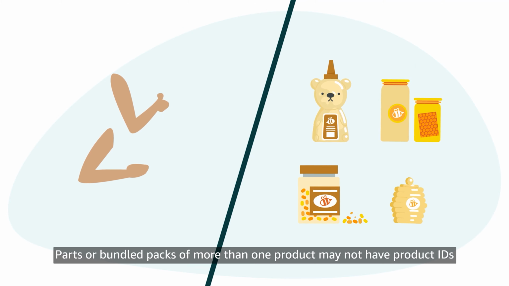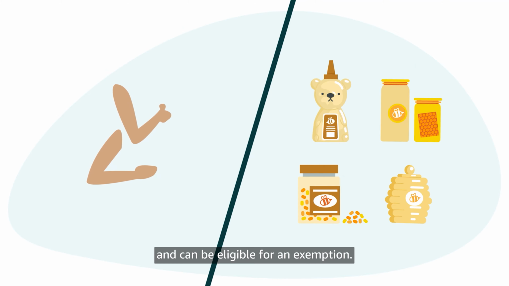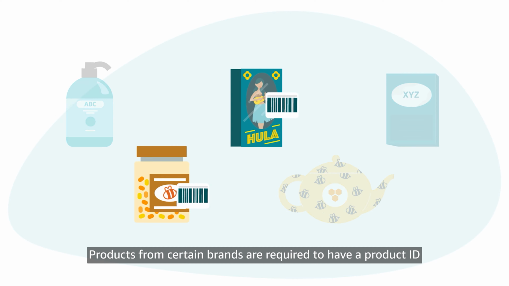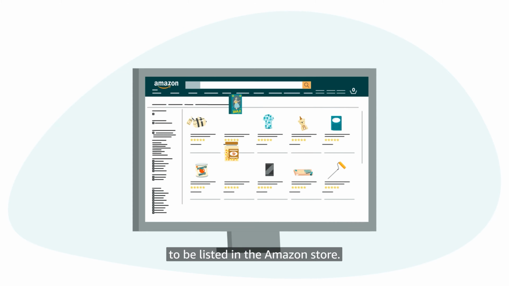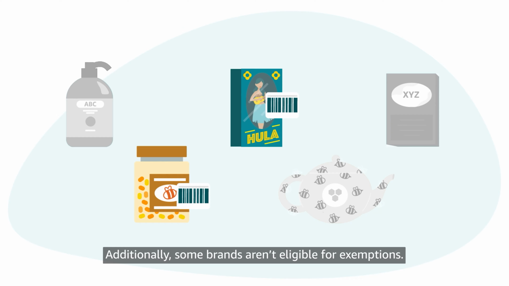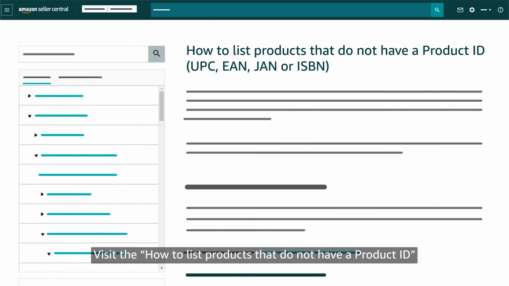Parts or bundled packs of more than one product may not have product IDs and can be eligible for an exemption. Products from certain brands are required to have a product ID to be listed in the Amazon store. Additionally, some brands aren't eligible for exemptions. Visit the How to List Products that do not have a product ID help page for a full list of ineligible brands.